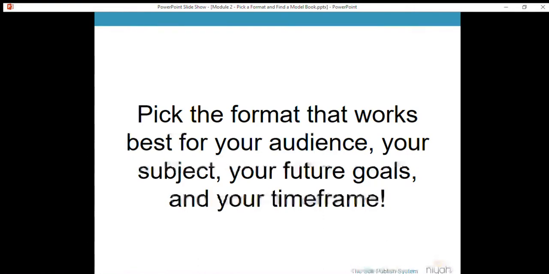Okay, now, so you want to pick the type of book, you want to pick the format that is going to work best for your audience, your subject, your goals, and your time frame. Okay? Why is that important? Because if you sit down and say that you are going to write stories of all of the women judges in your area, and that's what you're setting out to do, that is going to be a different type of book than writing one book on one judge, for example.